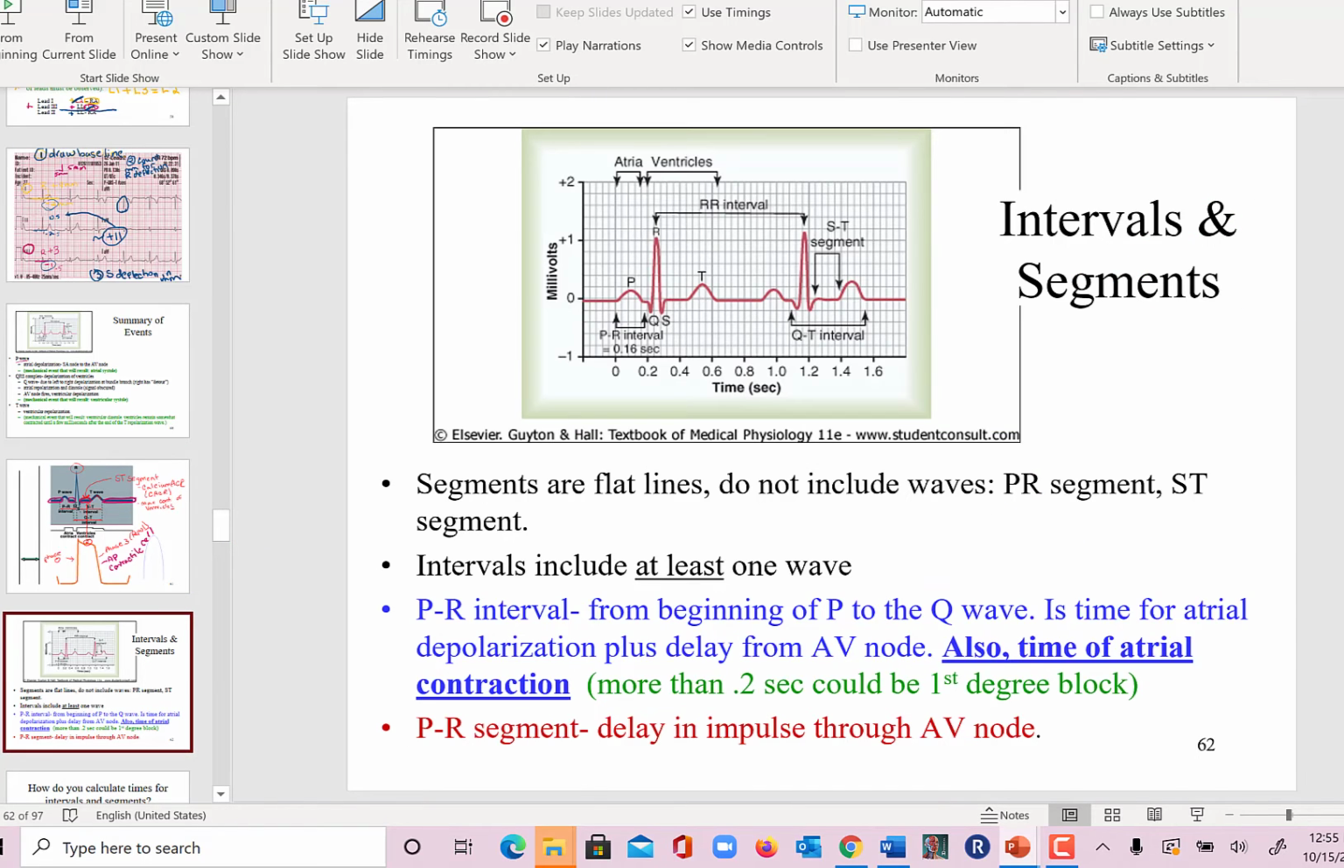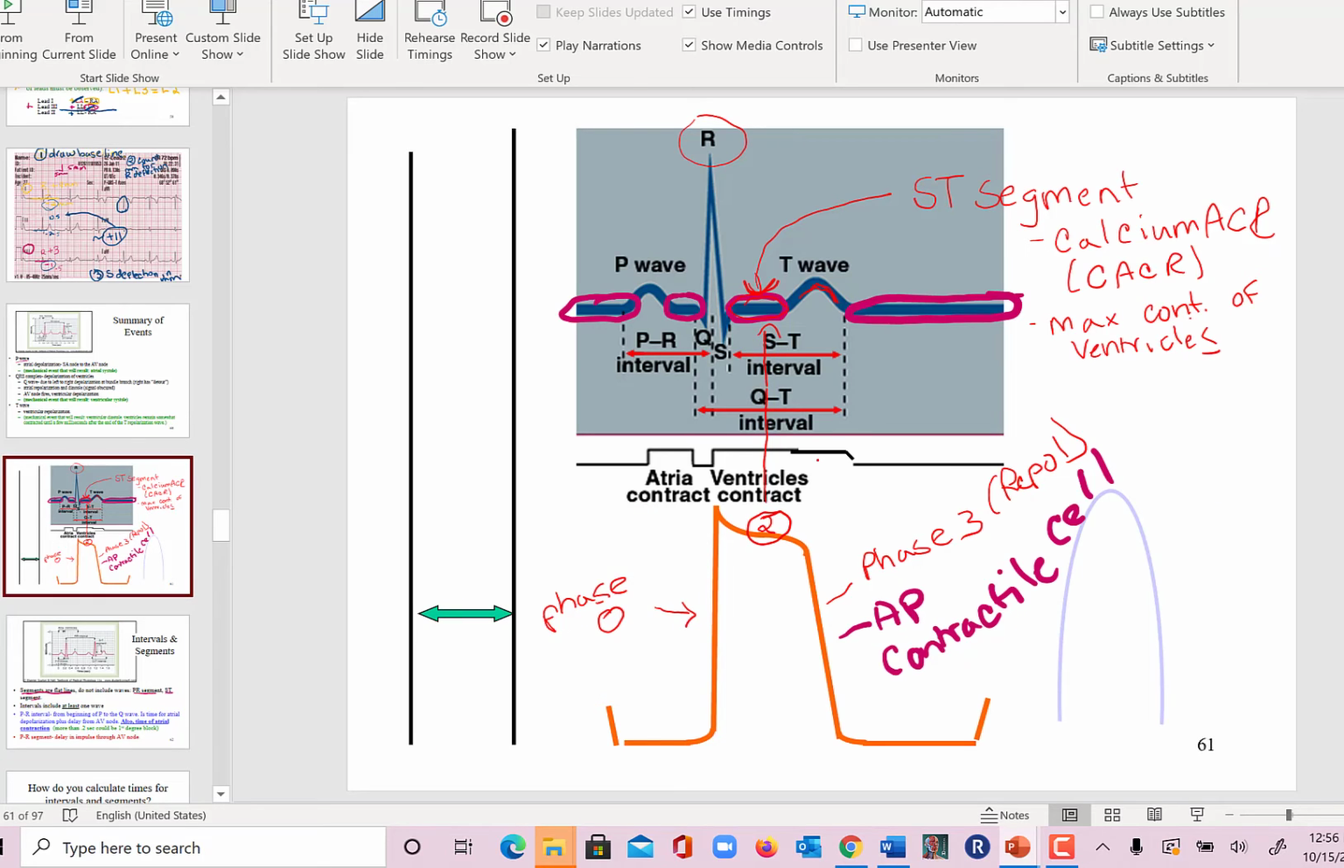So speaking of intervals and segments, segments are flat lines. They do not include a wave. There is a PR segment that I highlighted on the previous screen, and an ST segment that I highlighted on the previous screen. Let me highlight that for you again. So here's the ST segment between the S and the T. Here is the PR segment right here.